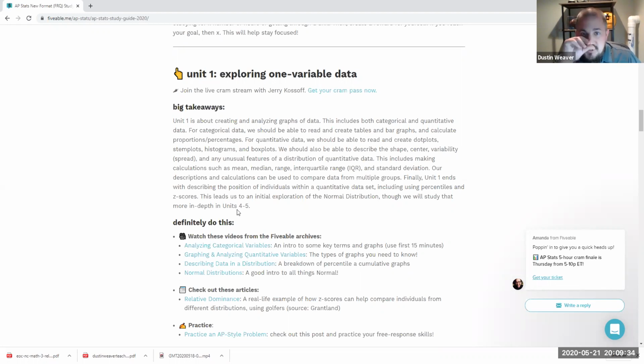So let's go through each unit and just look through the big takeaways from each unit one last time. What can we find and what can we look at? So Unit 1 is exploring one variable data.